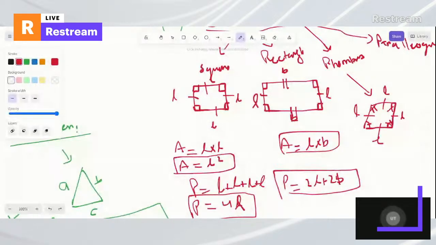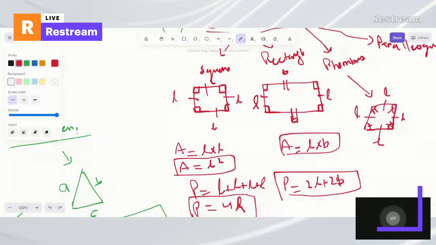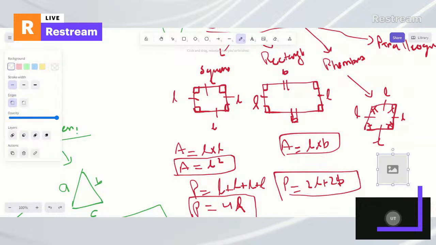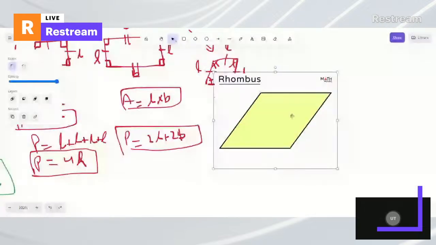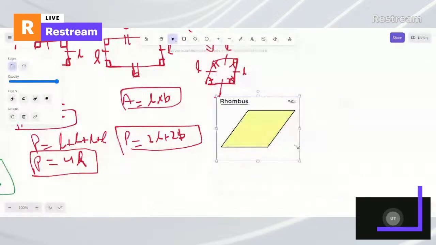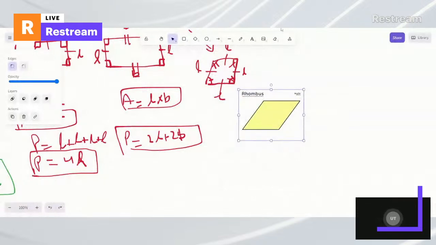So now I was talking about rhombus earlier. So rhombus is essentially the same as a square, but it's a little bit tilted. Now how do we find out the area for a rhombus, right? Let's take a clear image of a rhombus. Okay, like this, right? And now what we're going to do is find out the area for a rhombus.